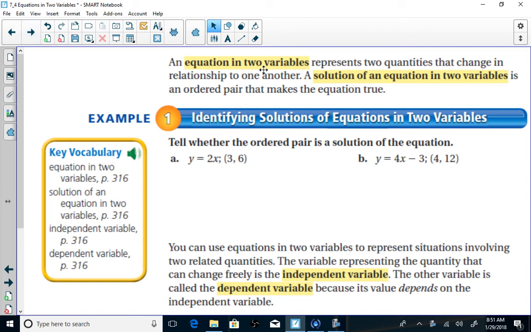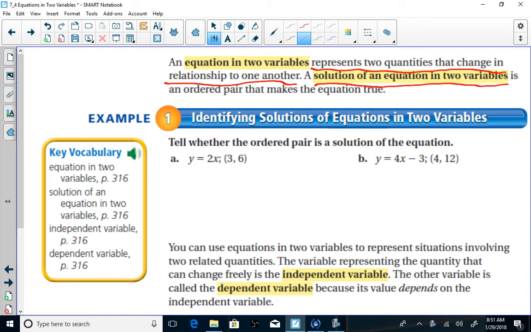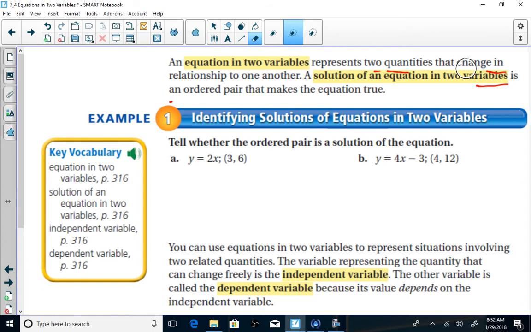Well, what do we mean by an equation in two variables? An equation in two variables represents two quantities that change in relation to one another. A solution of an equation in two variables is an ordered pair that makes the equation true. So we're going to be using ordered pairs to identify whether or not those values are solutions to an equation with two variables. Here's our first example.